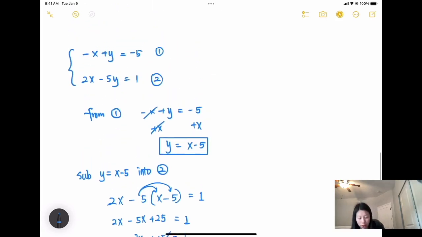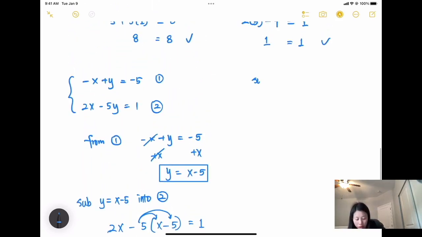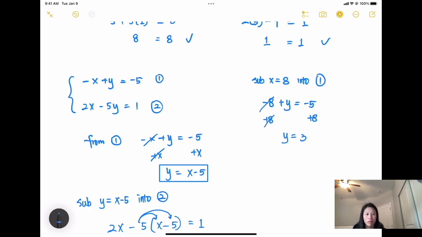So after we solve x, I can substitute x equals 8 into either the first equation or the second one. Which one would you choose? I would choose 1 because it looks easier, right? So I have negative 8 plus y equals negative 5. And I add 8 on both sides. So I have y equals 3. So that means our solution is what? x equals 8, y equals 3.